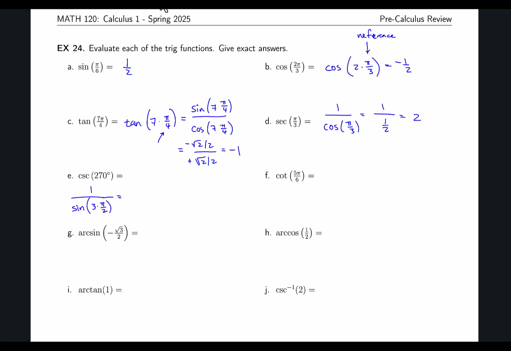All right, that's a quadrantal angle. So it's the quadrantal angle which is pointing downward. And so the y value would be -1 there, x value being 0. So this is 1 over -1, which is -1.